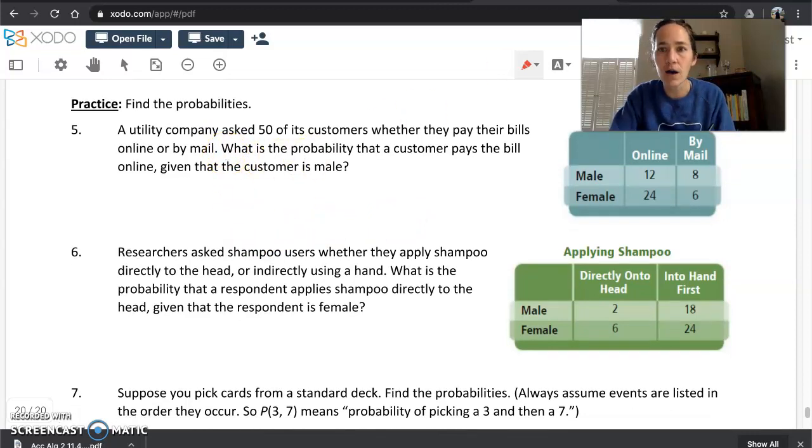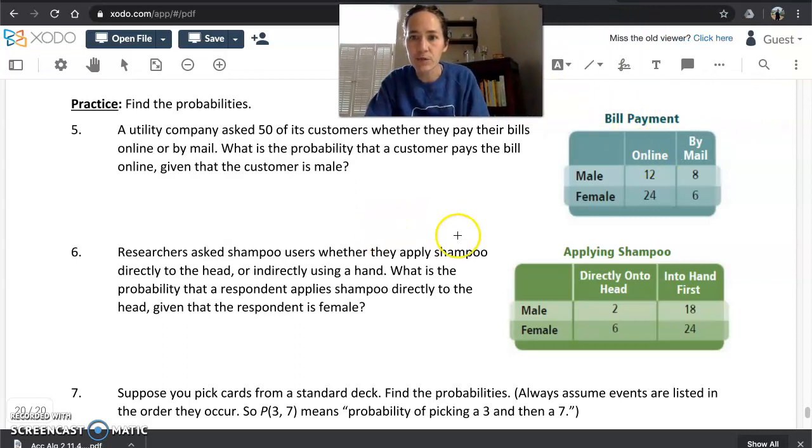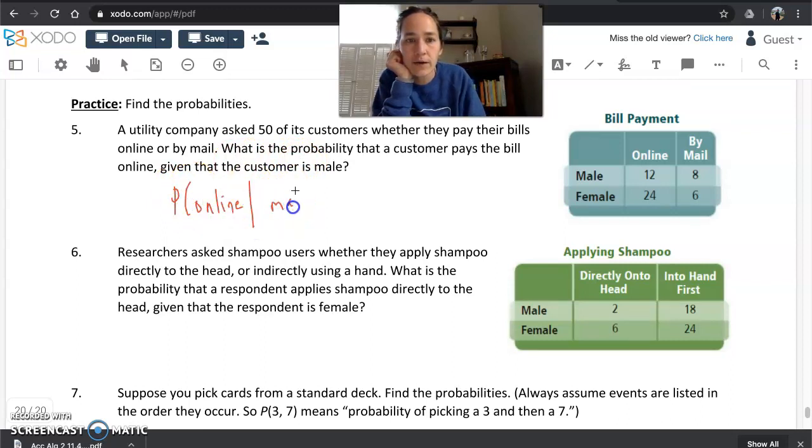I see two conditional probability exercises from tables. It says a utility company asks 50 of its customers whether they pay their bills online or by mail. What's the probability a customer pays a bill online, given that the customer is male? If it helps, make your totals first.